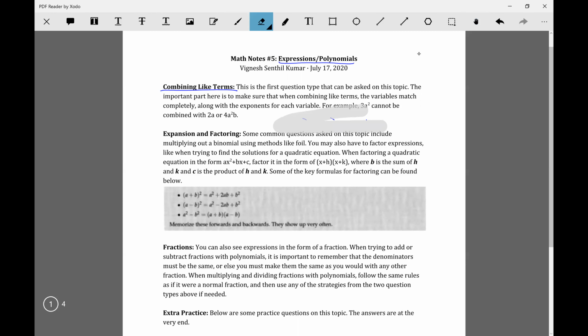And remember, when you're doing that, make sure that the variables match completely, so you couldn't do 5x plus 5xy, because that would just equal 5x plus 5xy. You can't combine the two terms, and the exponents have to match. So for example, 3a squared plus 2a, that wouldn't work because the exponent's different. Here it's 2, here it's implied 1. So in that case, if you were adding them, it would just be 3a squared plus 2a. You can't combine them.